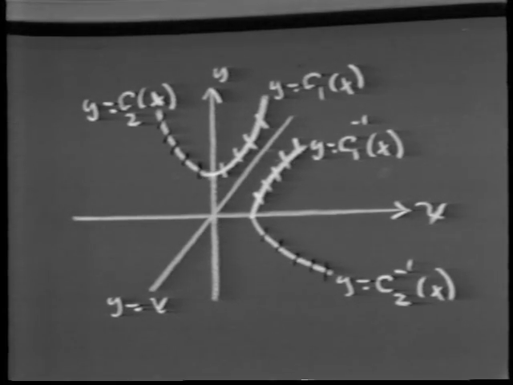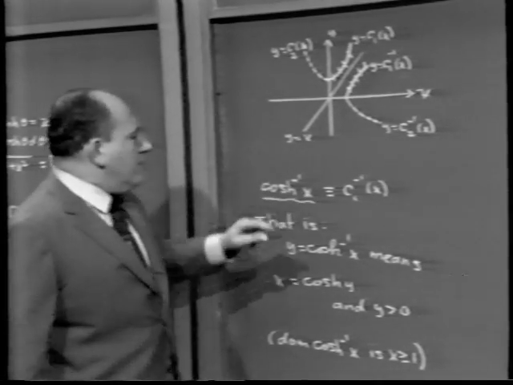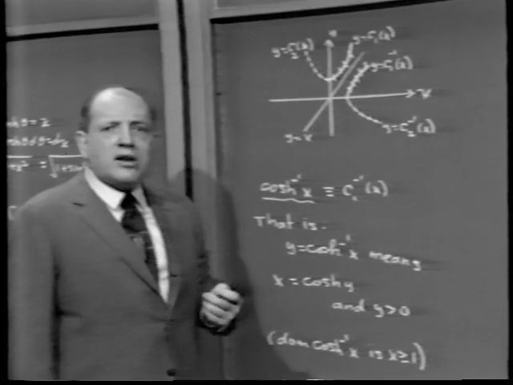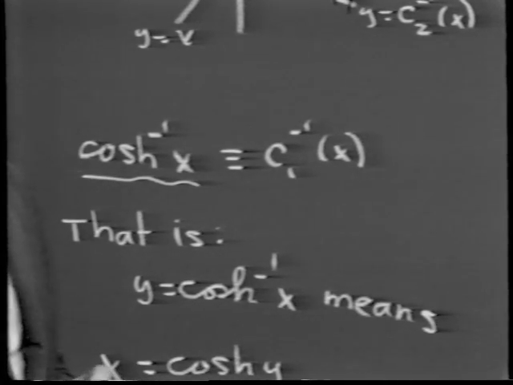Now, the interesting point is that what most authors traditionally refer to as the inverse hyperbolic cosine of x is really what we call c1 inverse of x.